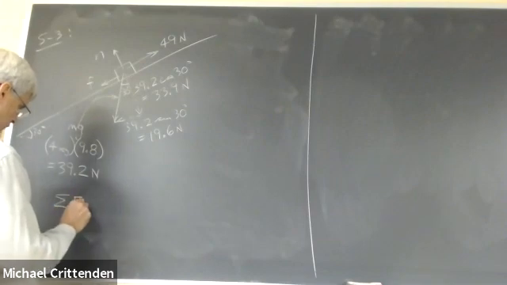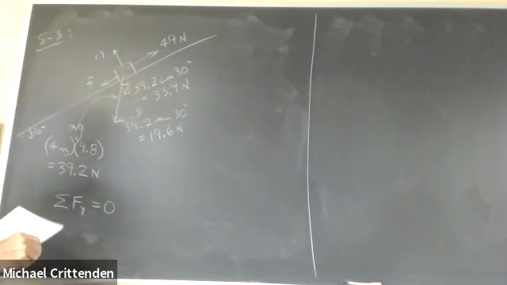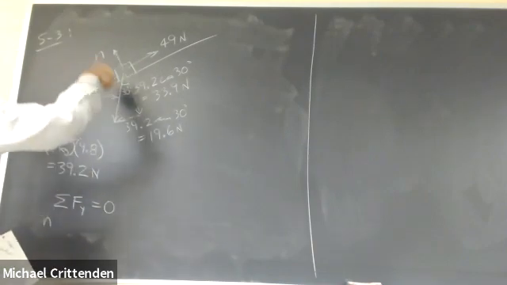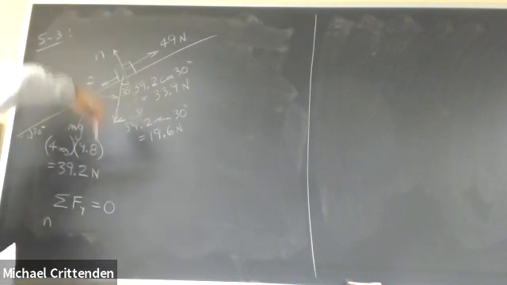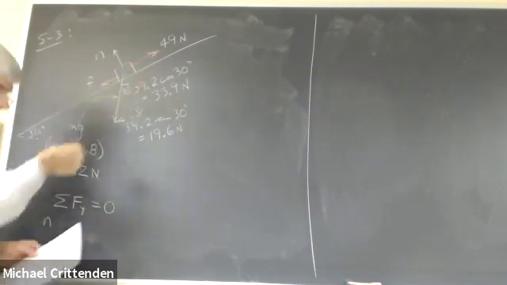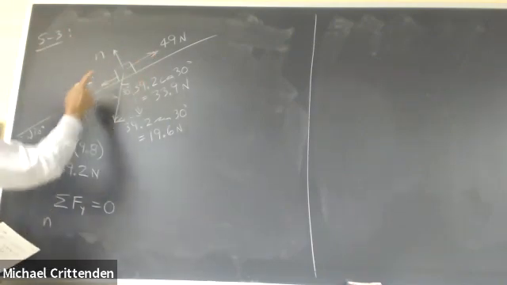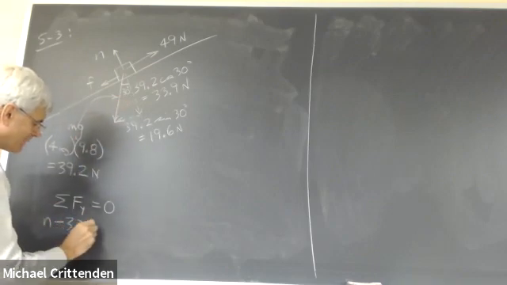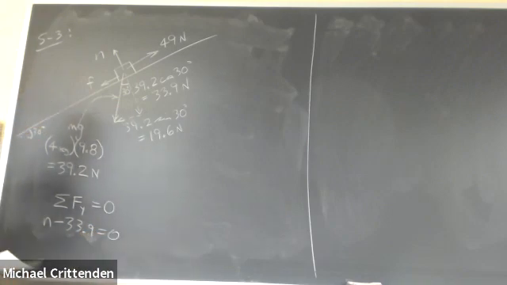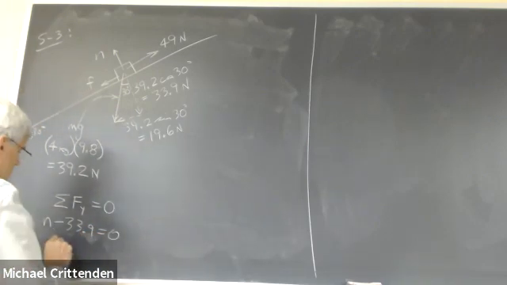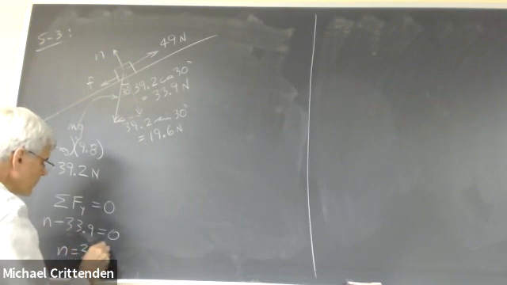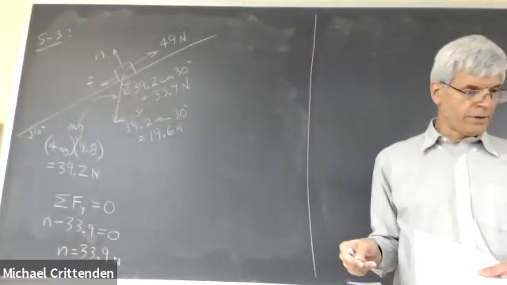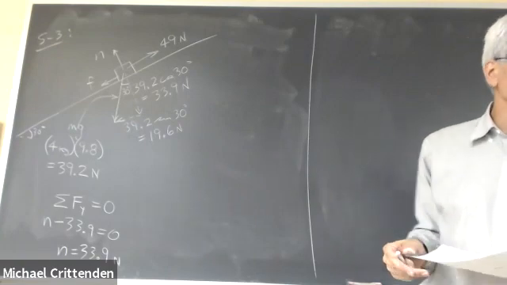Summation of the forces in the y direction equals 0. Pointing up the y-axis, you've got, I didn't actually draw the y-axis in there this time, but y means perpendicular to the ramp, x means parallel to the ramp. So up the y-axis, we've got the normal force. Down the y-axis, we've got the 33.9 Newton component of the weight. So 33.9 newtons for the normal force.